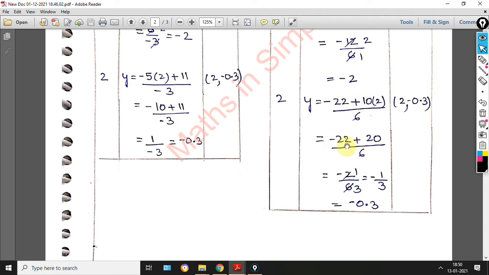So for the big number here, 22 is big or 20 is big? 22. So for the big number, the sign is a minus. So we are writing minus. So from 22, when we remove 20, we will get 2 left. So 2 divided by 6 we are writing. Okay.